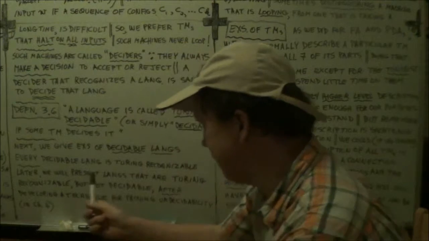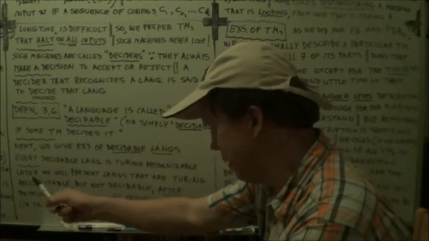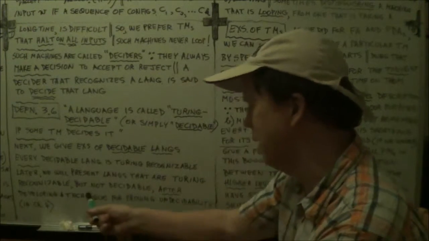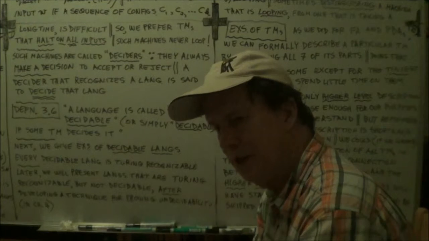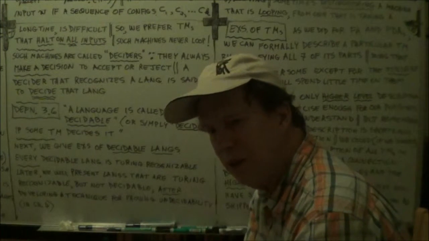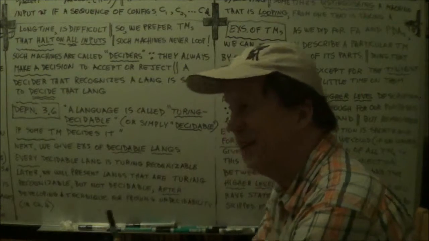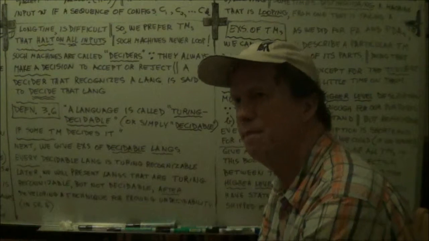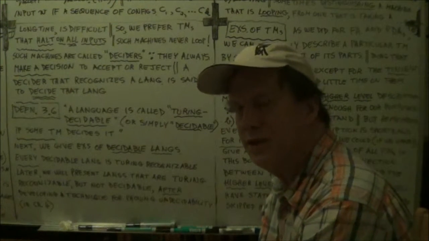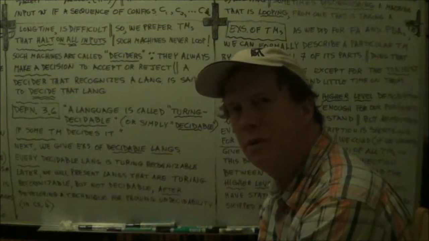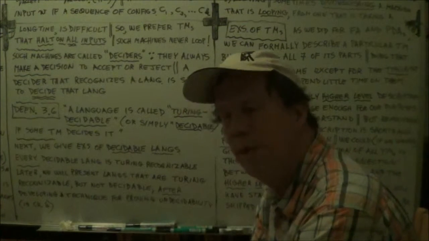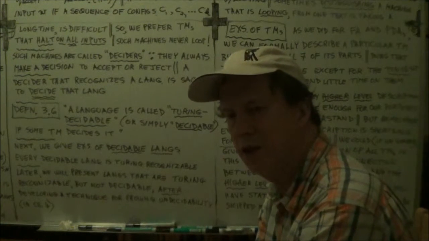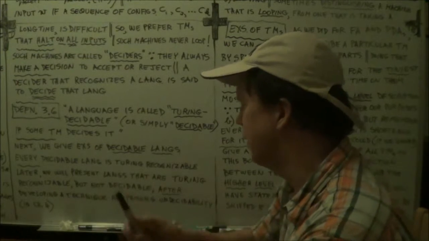Anyway, later the text will show you that there are languages that are Turing recognizable but not decidable. Now, good luck with that. Things are getting subtle, right? That's the kind of logic inclusion. For example, all people who live in Xiamen, that's the city I live in, live in China, but not all people who live in China live in Xiamen. So it's that kind of thing.